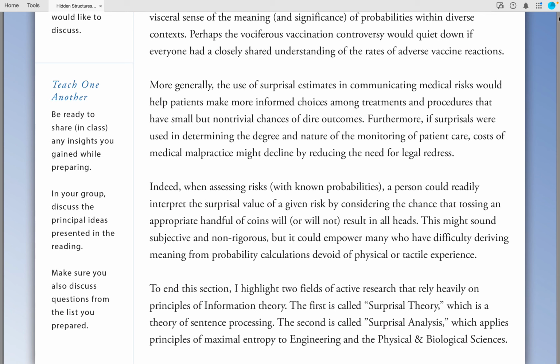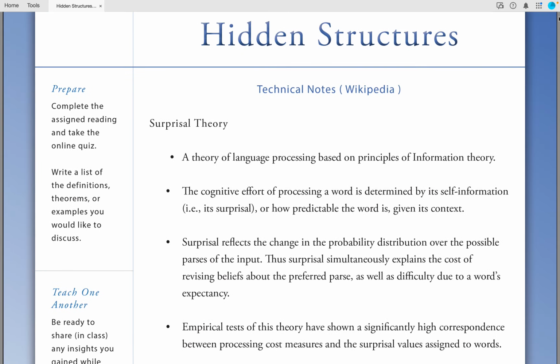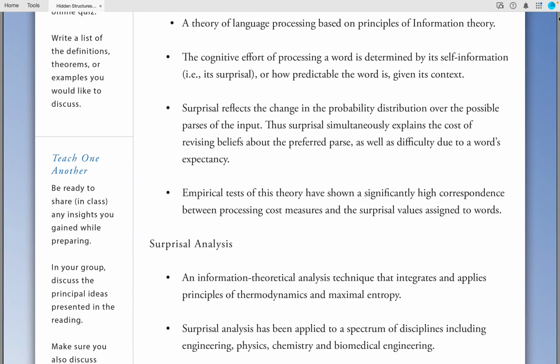To end this section, I highlight two fields of active research that rely heavily on the principles of information theory. The first is called Surprisal theory, which is a theory of sentence processing. The second is called Surprisal analysis, which applies principles of maximal entropy to engineering and the physical and biological sciences.